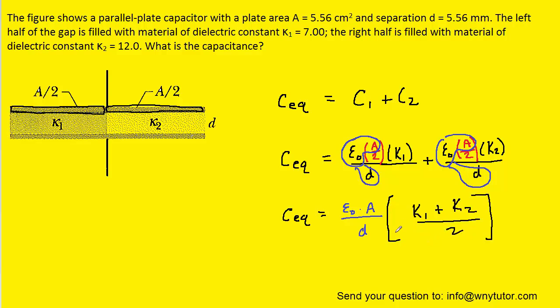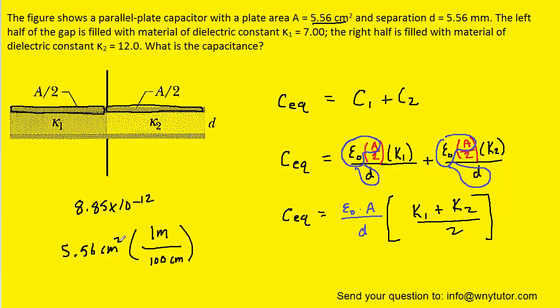And at this point in the problem, all we have to do is plug in the known values. Remember that epsilon has a value of 8.85 times 10 to the minus 12. The area is given to us, but it's given to us in a non-standard unit of centimeters squared. So we're going to have to convert that into meters squared. And one way of doing that is to remember that 1 meter is equivalent to 100 centimeters. But because we want to cancel with centimeters squared, not just centimeters, we would have to square this result right here. And so when you multiply that out, you would get 5.56 times 10 to the minus 4 meters squared. So that's the standard unit for the area.